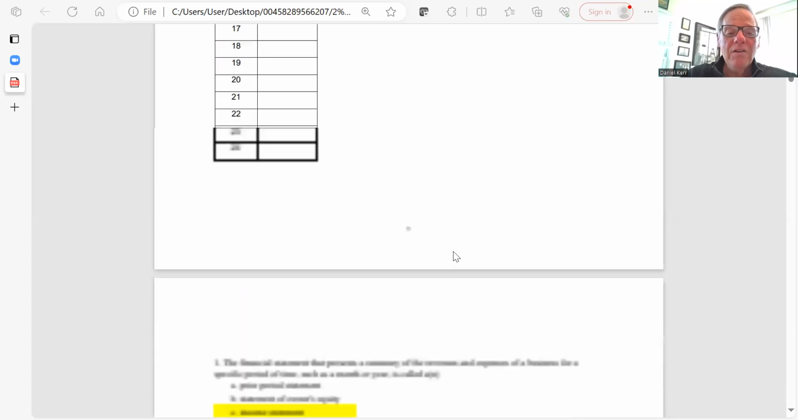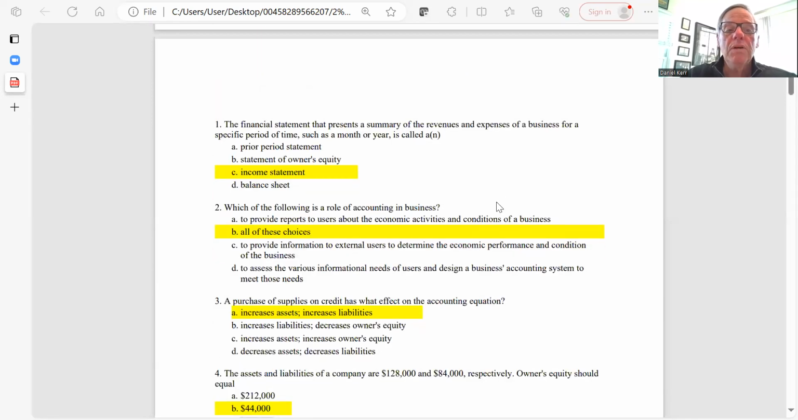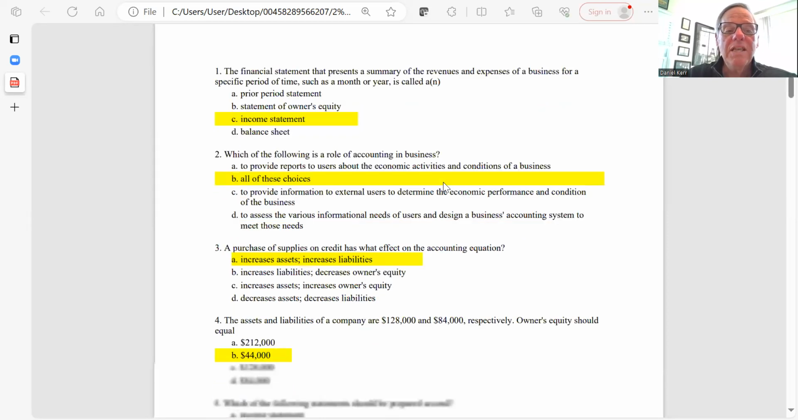All right, so here goes. Let's start with the multiple choice. The financial statement that presents a summary of revenue and expenses is, by definition, the income statement. And remember, as you go through these questions, they are in chronological order. There were 4 chapters and 24 questions, so I took 6 from each chapter. The first 6 relate to chapter 1. So the answer to 1 is the income statement.